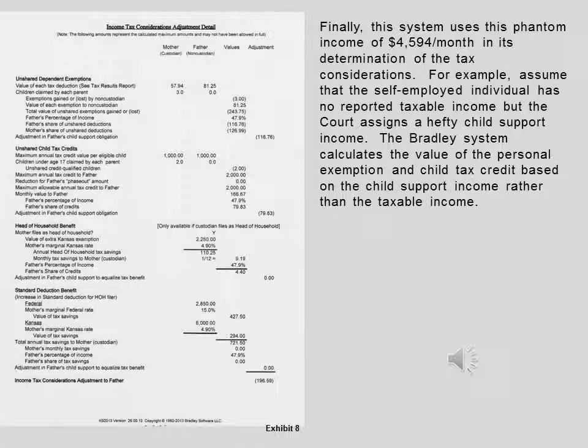Finally, this system uses this phantom income of $4,594 per month in its determination of the tax considerations. For example, assume that the self-employed individual has no reported taxable income, but the court assigns a hefty child support income. The Bradley system calculates the value of the personal exemption and child tax credit based on the child support income rather than the taxable income.